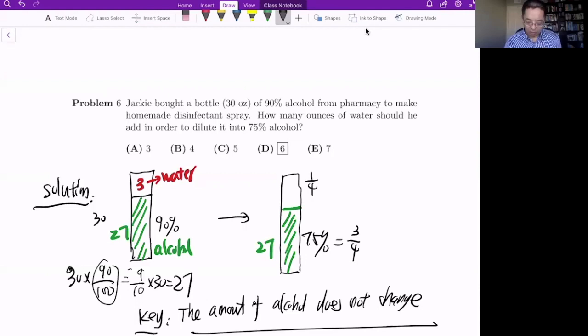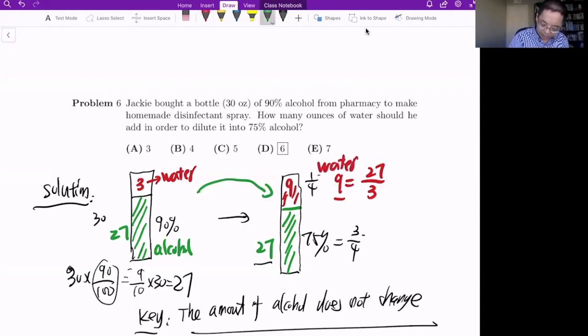The alcohol is 3 portions and the water is 1 portion. So we get the water becomes 9, because 9 is 27 divided by 3. So the water is 9. This is the amount of water. Water goes from 3 to 9, so it's 6 added. So that's why we put a 6.